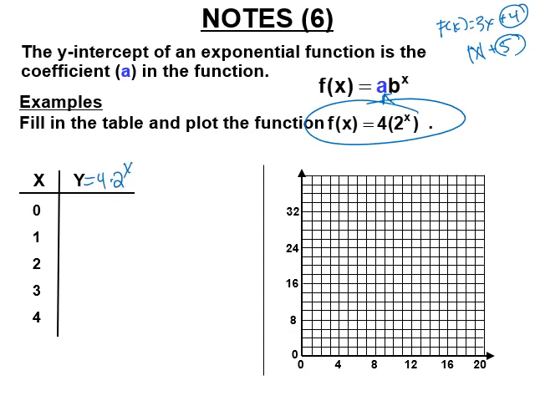Now by the rules of order of operations, you have to do the exponents first. So this would be 4 times 2 to the 0. Anything to the 0 power is 1. 4 times 1 is 4. All right, fill in the rest of the table. 4 times 2 to the first. 2 to the first is 2. 4 times 2 is 8. 2 to the second is 4. 4 times 4 is 16. 4 times 2 cubed. 2 cubed is 8. 4 times 8 is 32. 2 to the fourth is 16, and 4 times 16 is what?